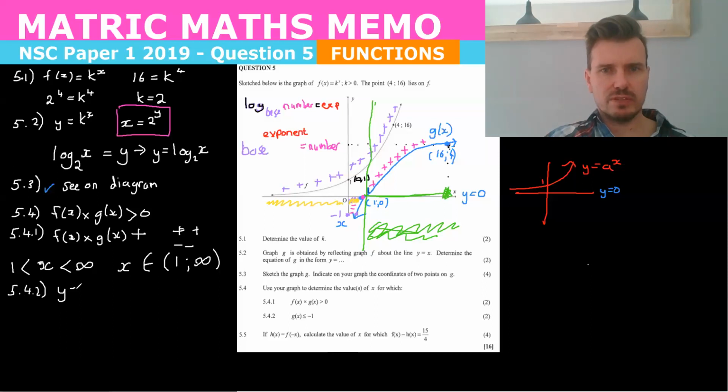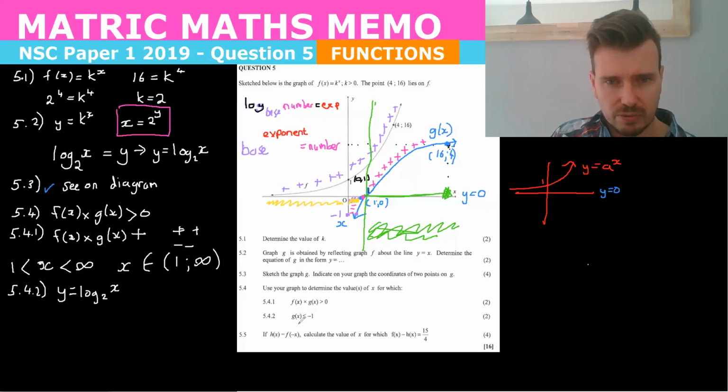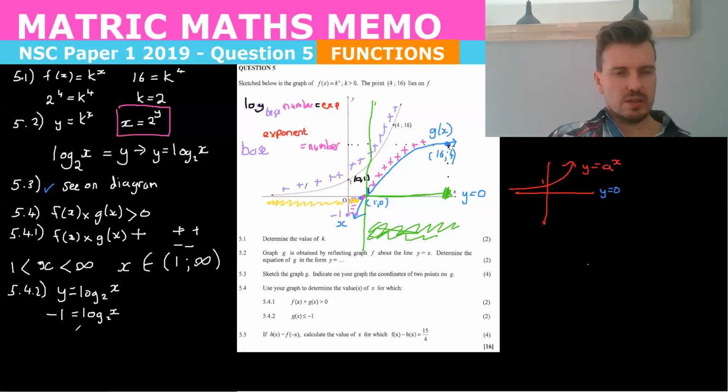5.4.2. The graph of g of x is y equals log base 2 of x, and they're saying when y is less than -1. Let's see the critical value, so we'll make y equal to -1. We're going to use our exponents to get x by itself. Remember, log base number equals the exponent. The base is 2, the number is x, and the exponent is -1. So x is equal to 1/2.